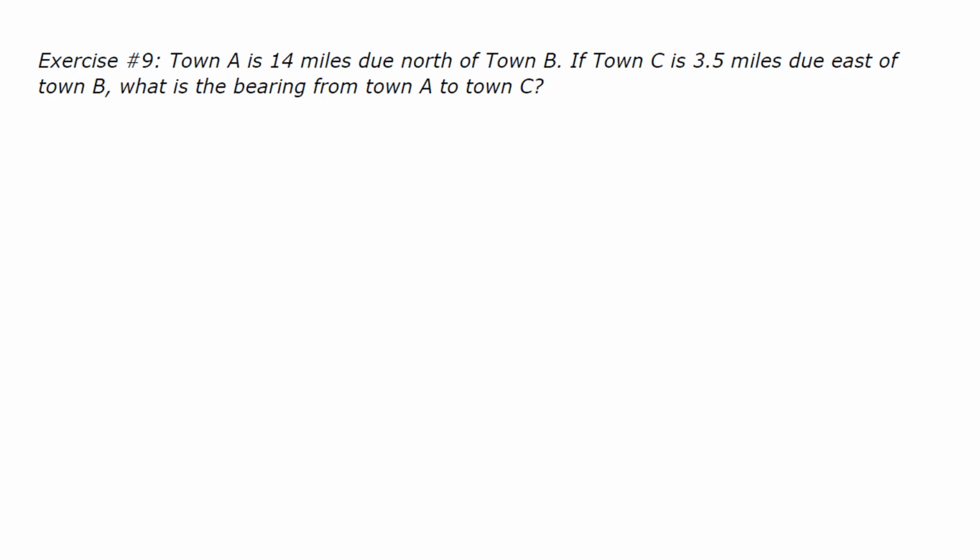Town A is 14 miles due north of Town B. If Town C is 3.5 miles due east of Town B, what is the bearing from Town A to Town C? Okay, so we know we're going to be looking from the point of view of Town A. All right, so let's draw our image. This is Town A. Town A is 14 miles north of Town B.